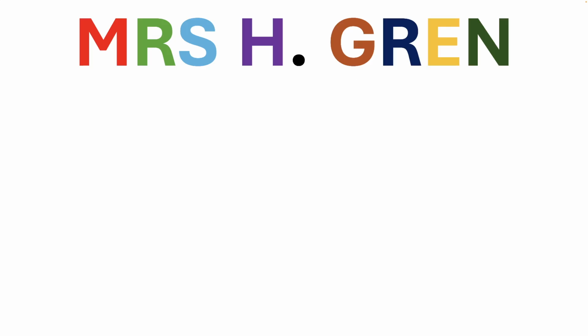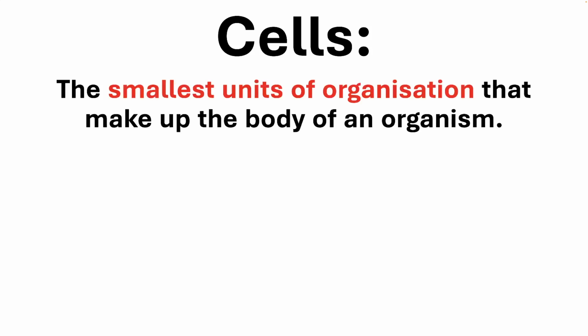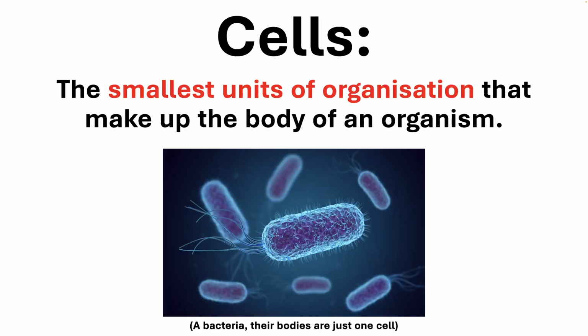Now, in the last video, we learned to determine if something is a living organism or not through checking if it carried out the MRS GREN processes. Now that we know what living organisms are, let's dig a little deeper. Every living organism is made up of these tiny things called cells. They're the smallest units of organization, the building blocks that make up an organism's body. Some organisms' whole bodies can just be one single cell, and others, like us humans, can have bodies made up of around 30 trillion cells.